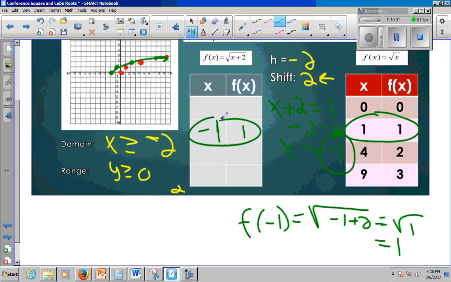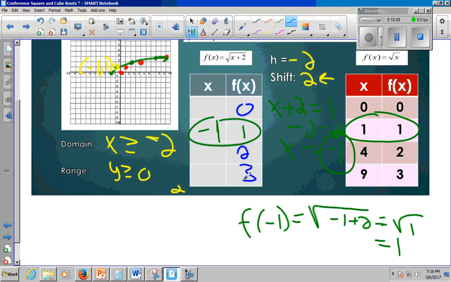Sure enough, there it is right here, negative 1, 1. Okay, so it does match up. And if I were to copy the T-chart again, it did not go up and down, so this would just be 0, 2, 1, 2, 3.